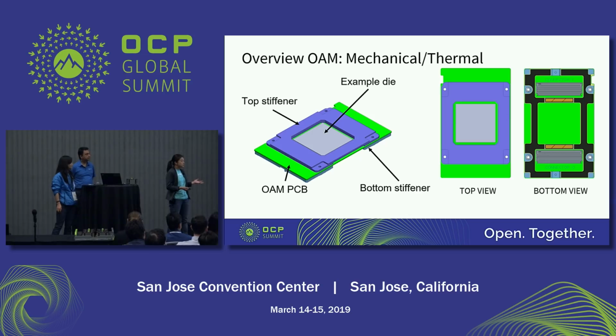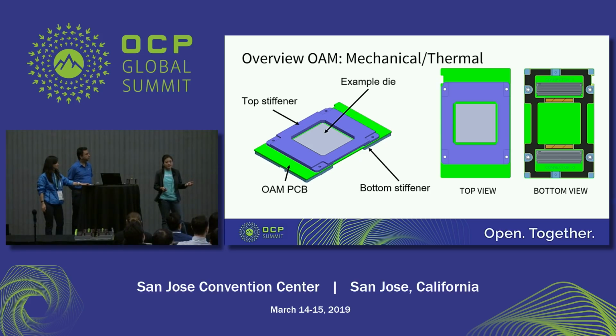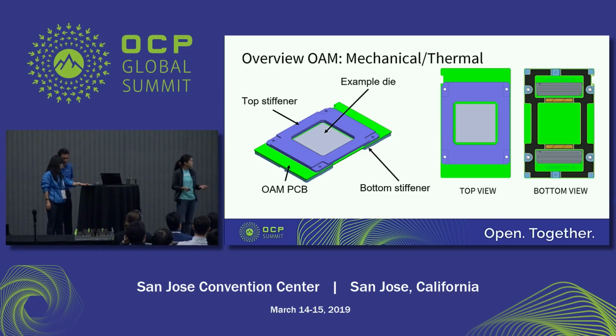So up here you can see the parts of the OAM itself. In purple, you can see the top stiffener. The OAM PCB is shown in green, and the bottom stiffener is shown in the light blue. In this picture, you can see a single die, but we also permit multiple dies in the specification.